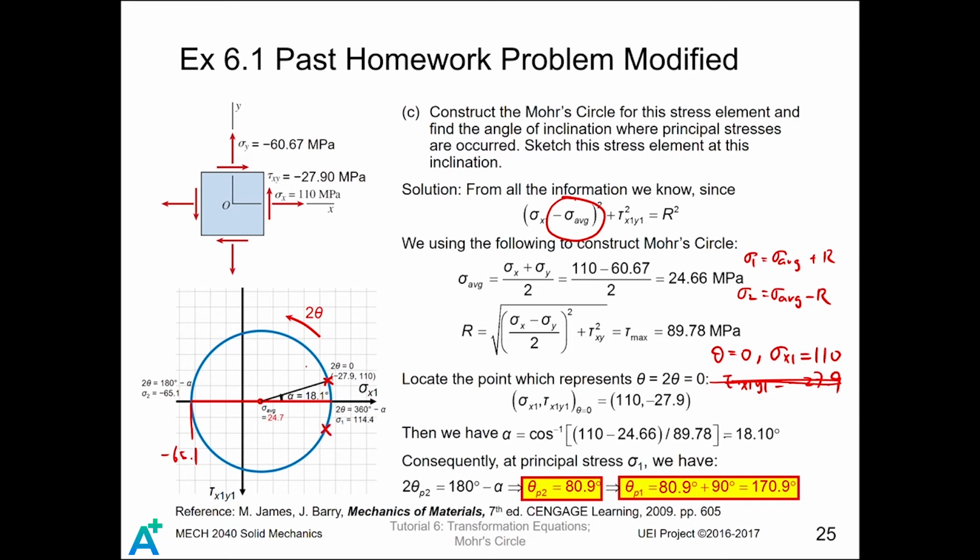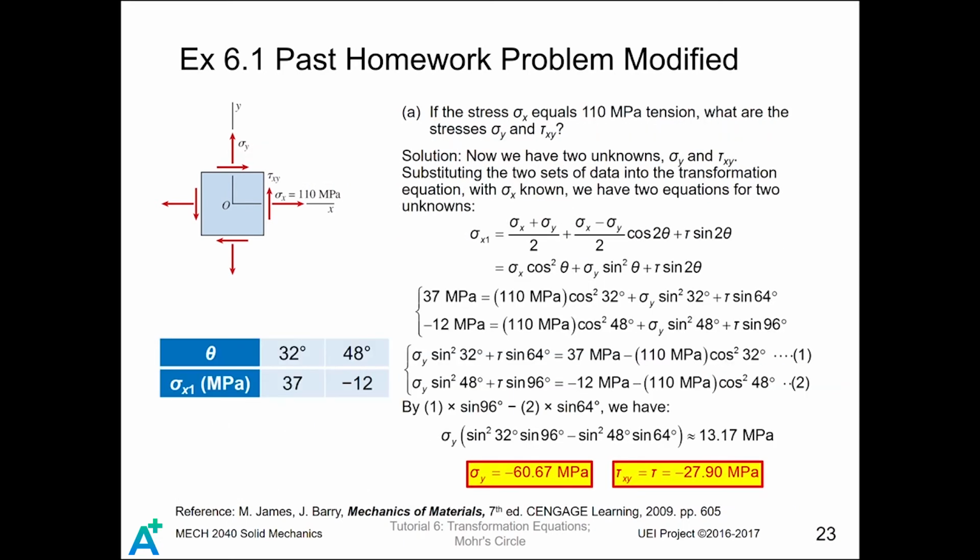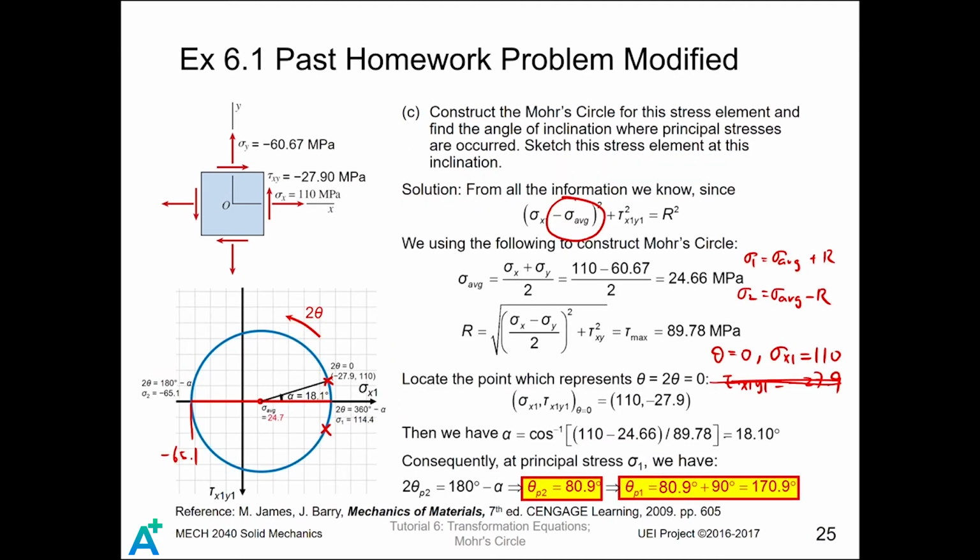Then why can we confirm it is located here instead of here? The reason is that apart from considering the 110 million pascal direct stress, we also consider the two given conditions: at 32 degrees, the direct stress is 37 million pascal, while at 48 degrees, the direct stress is negative 12. So let's consider those two cases to see which one is correct.